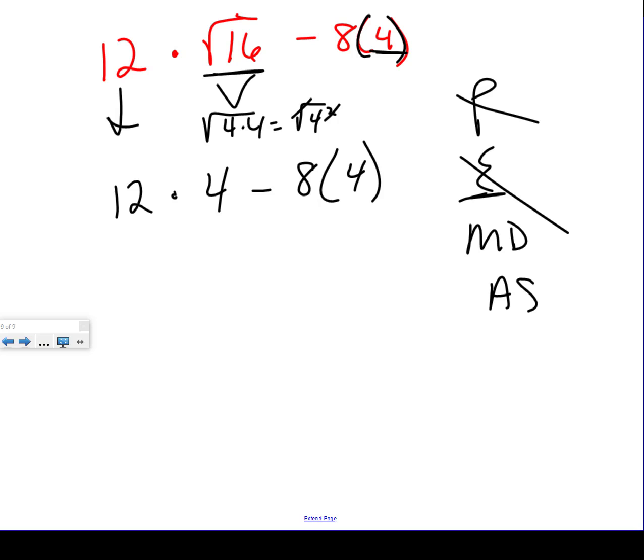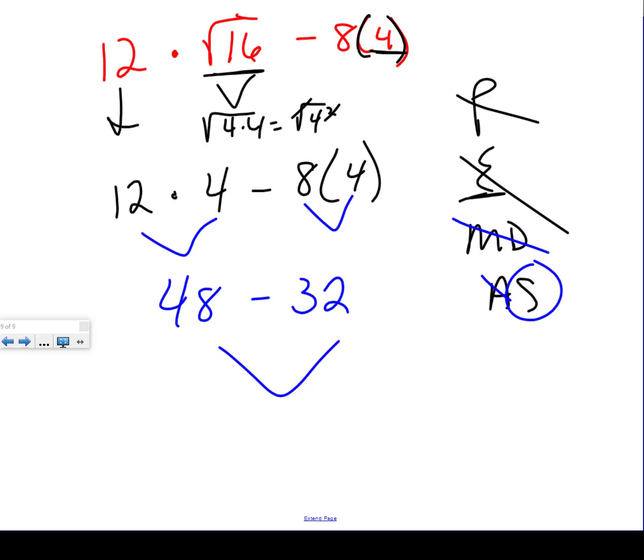Now I'm ready to multiply, and I'm going to multiply here and here. And so 12 times 4 gives me 48, and negative 8, I guess I'll bring down my negative here, and 8 times 4 gives me 32. I need to subtract here, and 48 minus 32 gives me a final answer of 16.